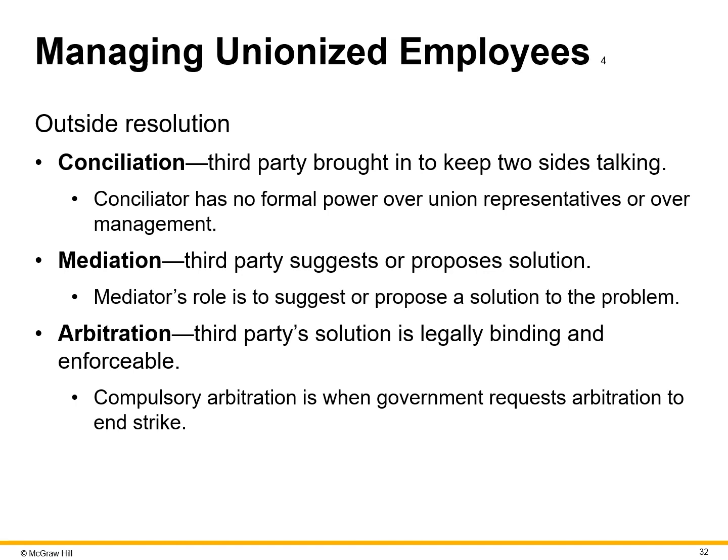Mediation involves the use of a neutral third party, a mediator, to suggest solutions to the problem. This third party has no formal power over the labor or management. Arbitration involves bringing in a neutral third party, an arbitrator, to decide how to settle the dispute. An arbitrator's solution is legally binding and enforceable. Generally, arbitration occurs on a voluntary basis. Management and labor must agree to it. Sometimes management and labor submit to compulsory arbitration, in which an outside party requests arbitration to head off a prolonged strike.